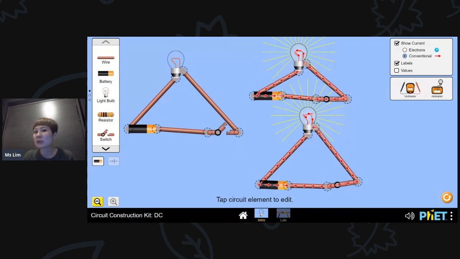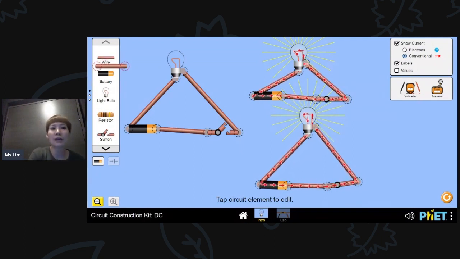Now that shorter, quicker path will cause the current to be very large. And when that happens, fire occurs because there's a lot of heat generated. Remember, the charges carry energy. So when the charges carry energy too quickly, that is when there is too much heat, and that causes the wire to heat up and fire to occur.